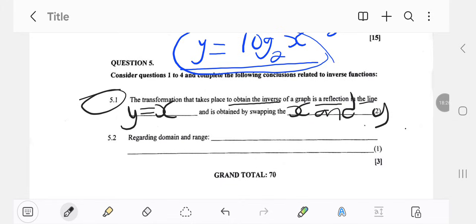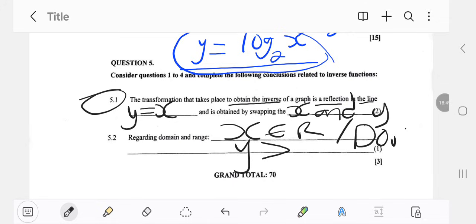Overall, from question 1 to 4, we need to conclude something about the domain. x is an element of all real numbers, probably. And then the range. Maybe the range is greater than 0. I don't know. Maybe we have positive terms. Yeah, we can conclude something about domain and range. So I'll just conclude the domain for now. You can write anything about the range now.